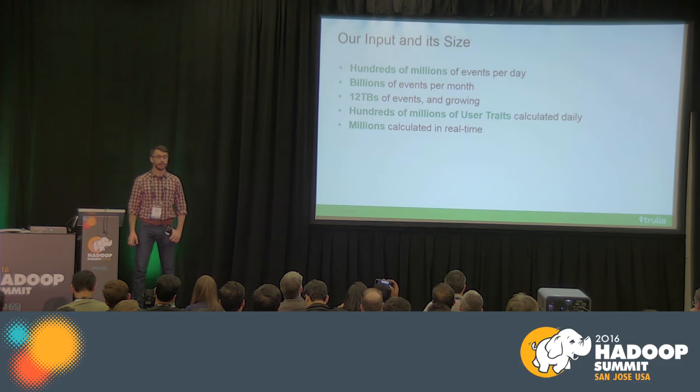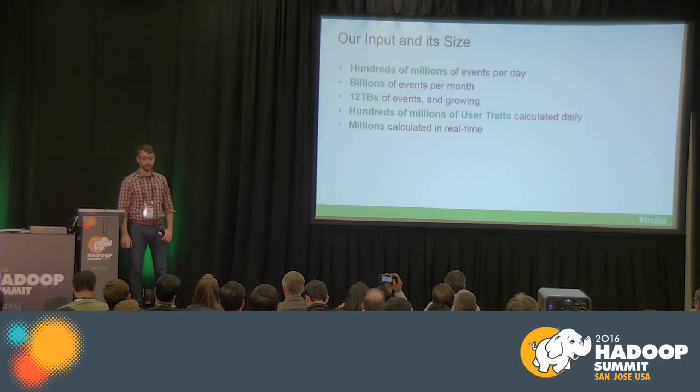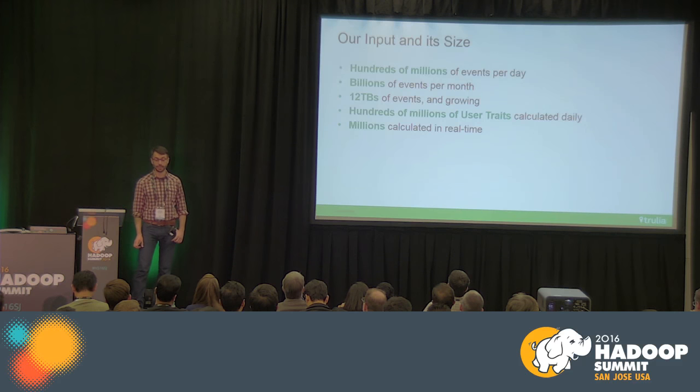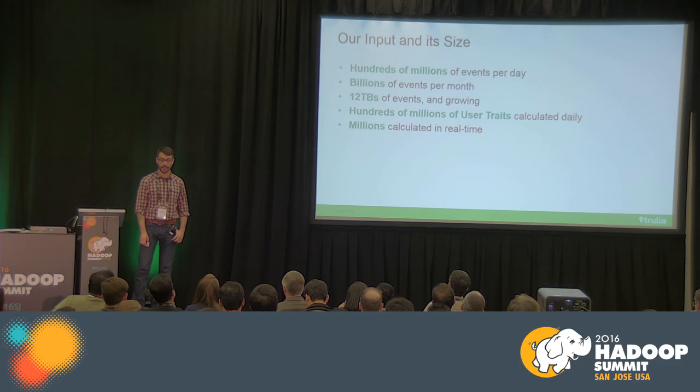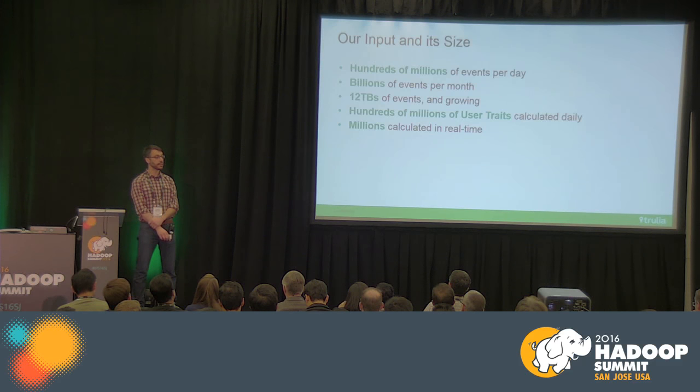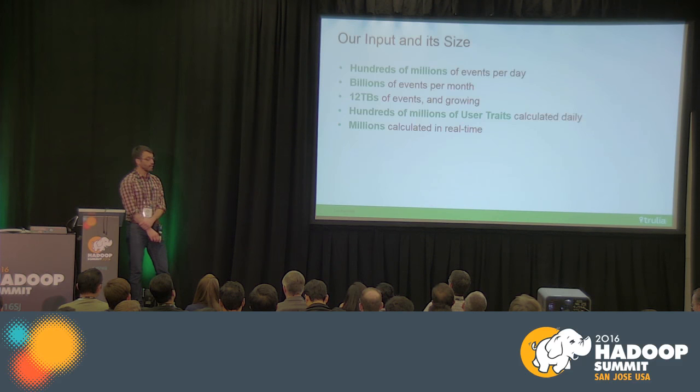So let me share a bit about our input and what we're currently processing. We're processing hundreds of millions of events per day. That translates to billions of events per month. And our current event master dataset is about 12 terabytes. Out of those events, we calculate a few hundreds of millions of user traits daily, and a few dozen millions of user traits in real time.